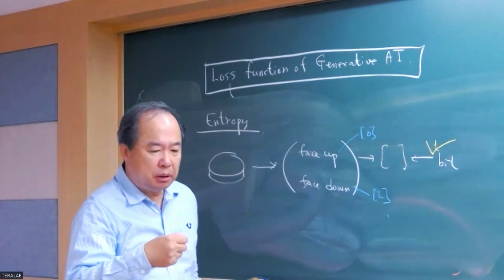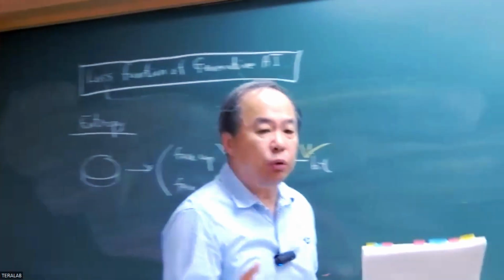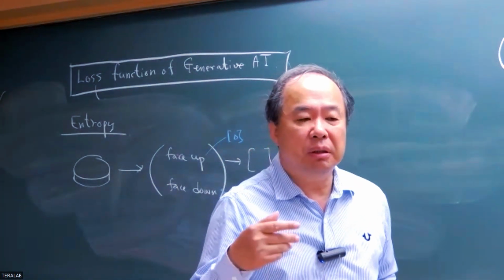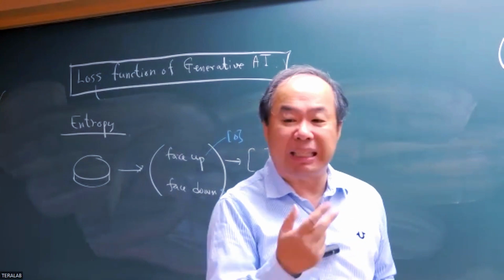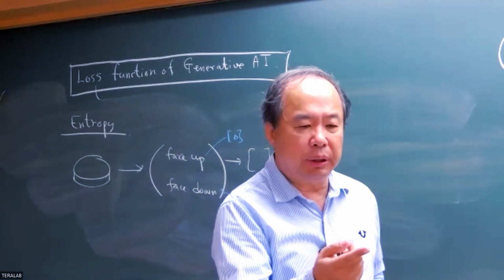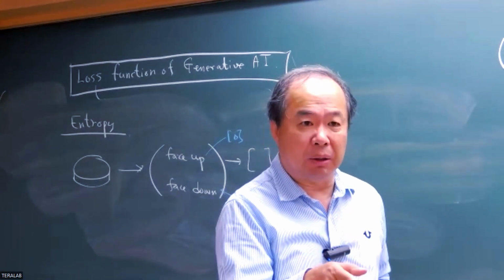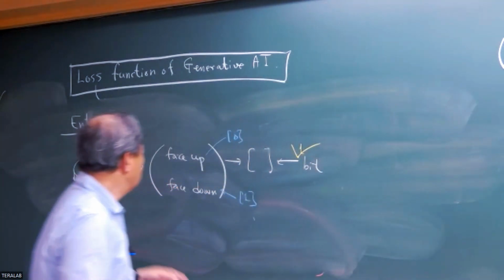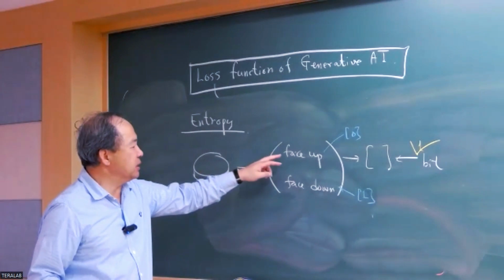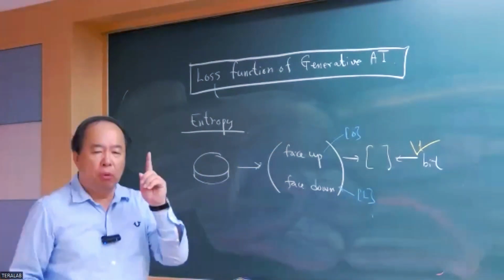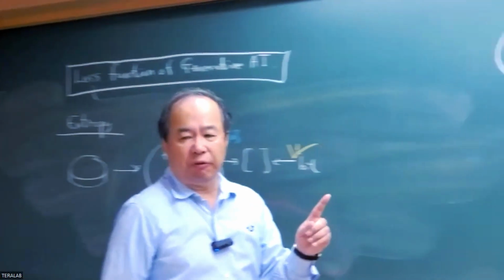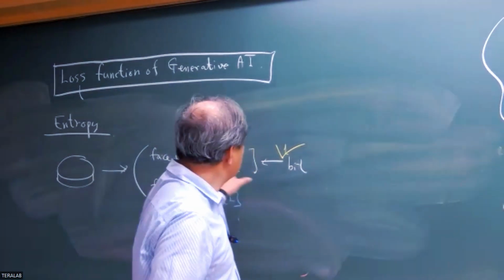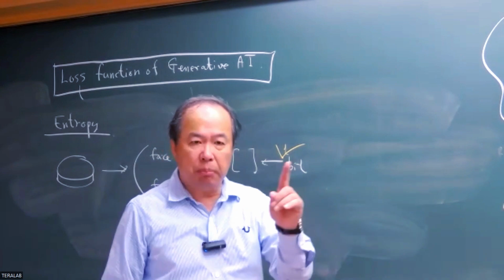So let's assume that you have generative AI and it will predict whether your coin will face up or face down. Anyway, the information needed for coin face up or face down, we only need 1 bit of digital information. So the information about this one is just 1 bit.